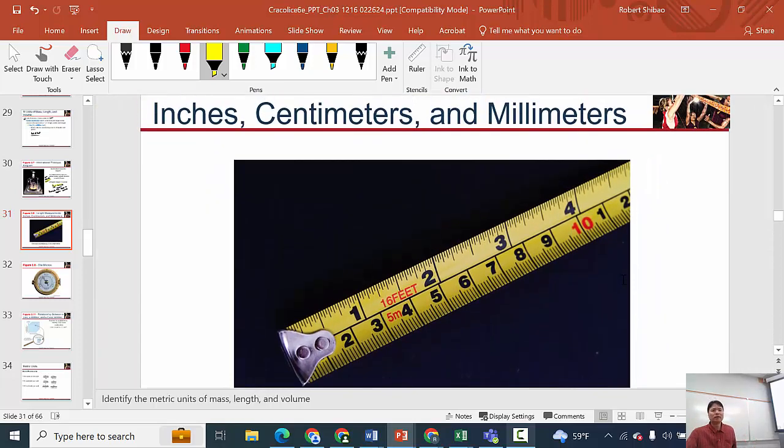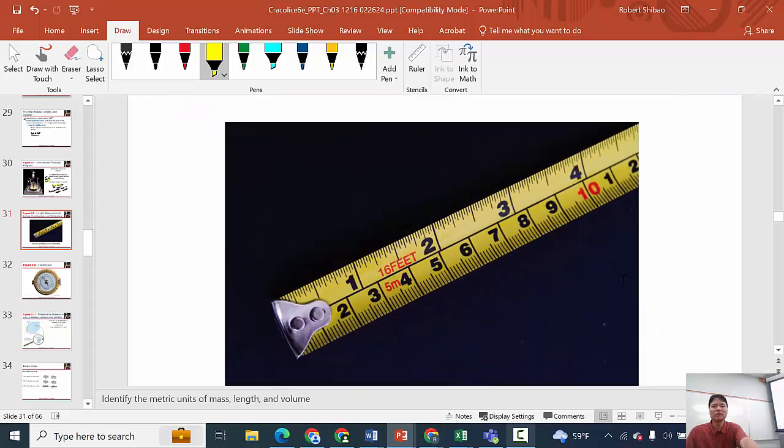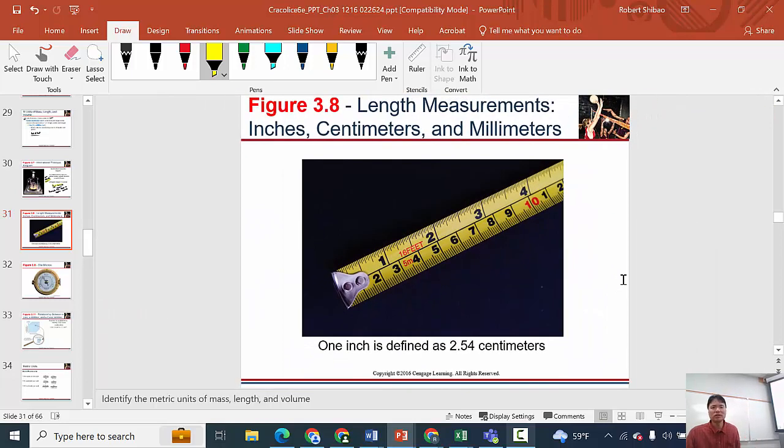We also have other units in addition to the meter. The meter is the SI unit, but we often don't use meters. We use inches, centimeters, millimeters. Here you can see the definition of an inch. 1 inch is defined as 2.54. So when we have a definition, it is exact. So this is a trick question. How many sig figs are here?